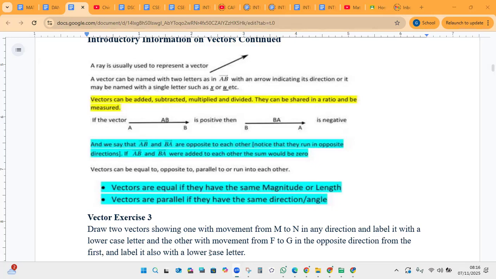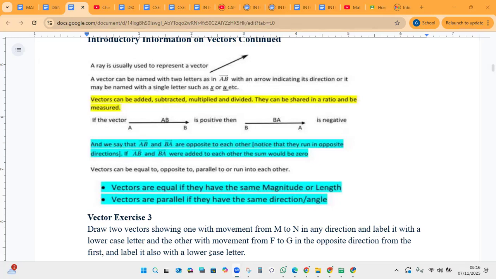Okay, so name two vectors: M to N in any direction, and label it with a lowercase letter, and draw another vector with movement from F to G in the opposite direction from the first, and label it also with a lowercase letter.